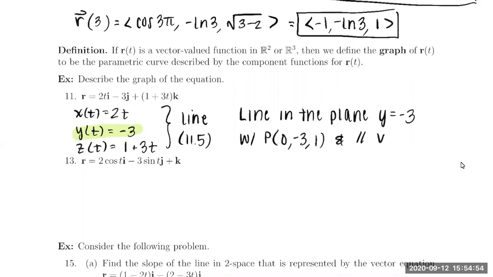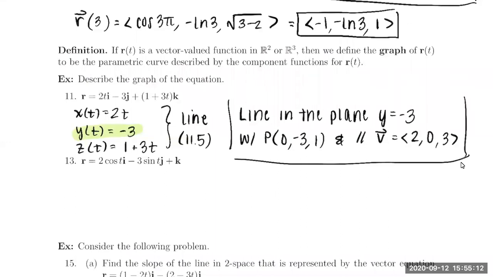containing the point (0, -3, 1), and parallel to the vector (2, 0, 3). So again, all I'm doing is pulling off the components of the t terms to get the vector and pulling off the constant values to find a point on that line. So this accurately describes the graph of that vector valued function. Similarly, we can take a look at 13.